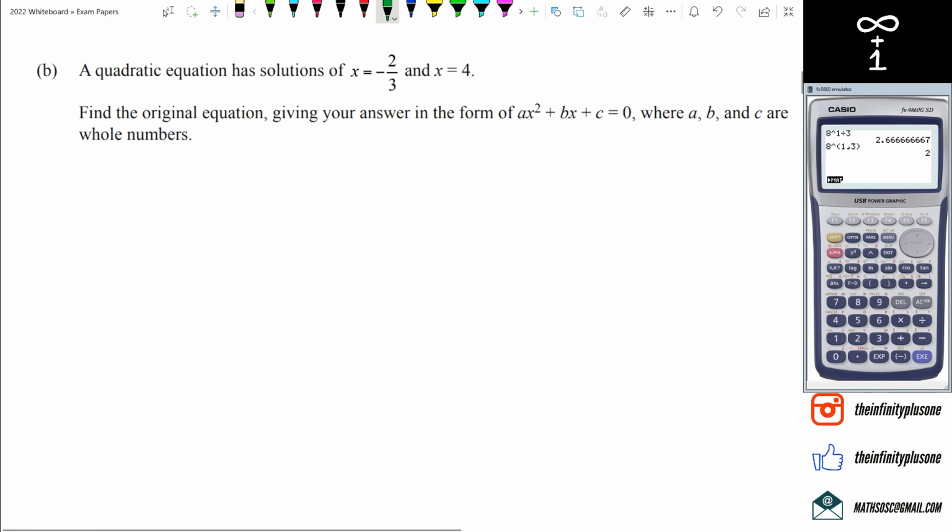Okay, so the next question, we've got two solutions here for a quadratic equation, and we've been asked to find the original equation. They're telling you that you have to give the answer as ax squared plus bx plus c. But I think the key thing is to notice that a, b, c are whole numbers.